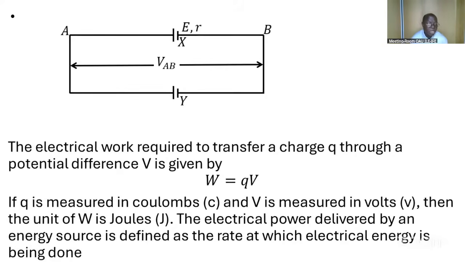And we are saying that the electrical work required to transfer a charge through a potential difference, the same thing applies. If I now want to calculate the work, it will be charge times the voltage, where Q is charge measured in coulomb and V is measured in potential difference. Then the unit of this will now be joule. That is how the electrical energy is determined. And don't forget, we said the electrical power delivered by an energy.